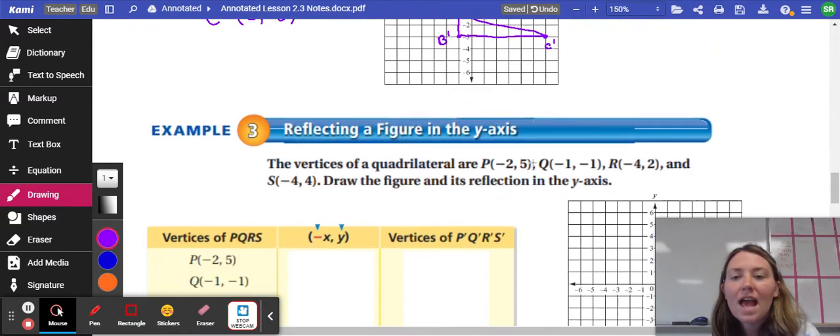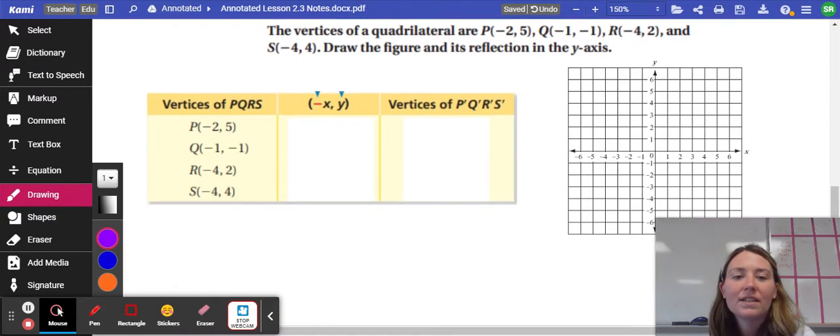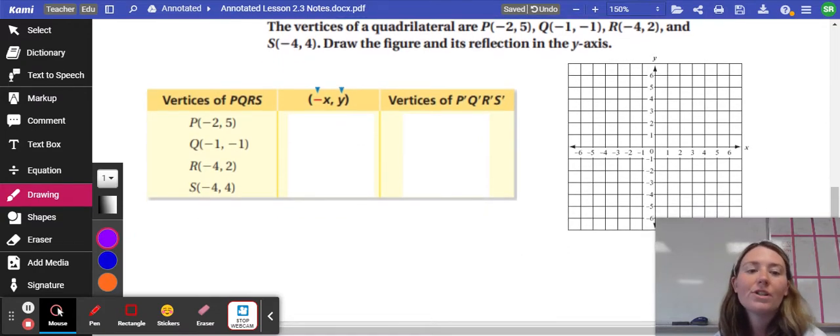We're going to go ahead and move on to the last example, where we're reflecting a figure in the y-axis. It says the vertices of a quadrilateral are P, Q, R, and S, and it gives us the coordinates. Draw the figure and its reflection in the y-axis. So we're going to set up a table just like we did yesterday. This is another way to model this so you know where to plot those points. We already wrote down the vertices of P, Q, R, S. Those were given to us in the problem.